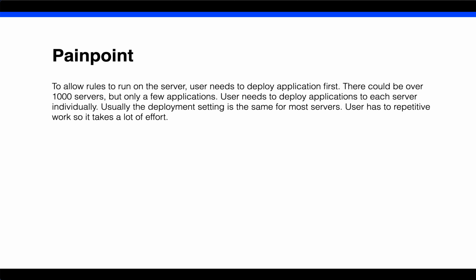To allow the rule to run on the server, the user needs to deploy the application first. But without the bulk action, the user has to deploy the application to each server individually. Usually the deployment setting is the same for most servers, but the user has to do the repetitive work, and it's a lot of human labor and takes a lot of effort, right? So that's the pain point.